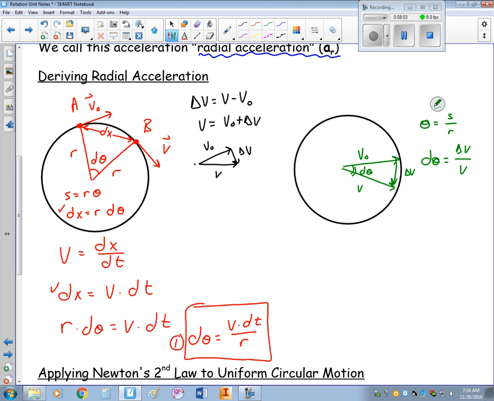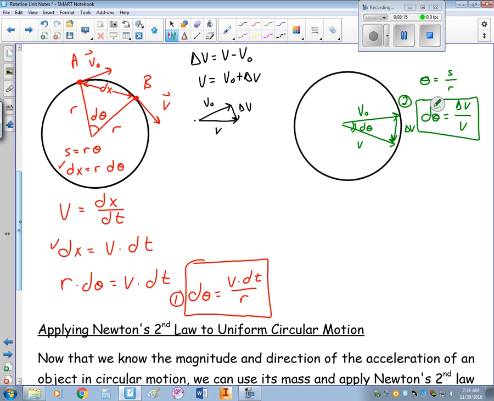All right, so I'm going to take a look at this. This is going to be my equation 2. Now I'm going to put equations 1 and 2 together because notice that they are both equal to delta theta. So when I do that, I have that right there. I'm going to cross multiply.